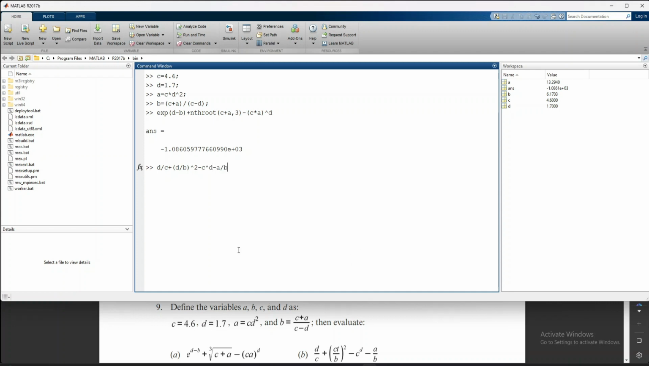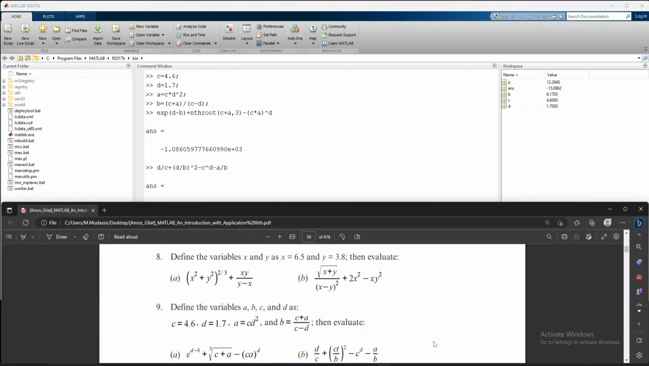Let's check the expression: d over c plus d over b square minus c power d minus a over b. That's the expression. Now hit enter, and it shows the answer as minus 15.096. These are both expressions that depend on 4 variables. First we define the 4 variables to have constant values, and two depend on the other two constants. So we define the variables, then we solve these two expressions.